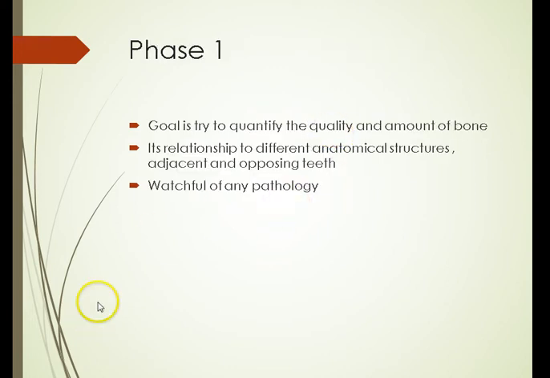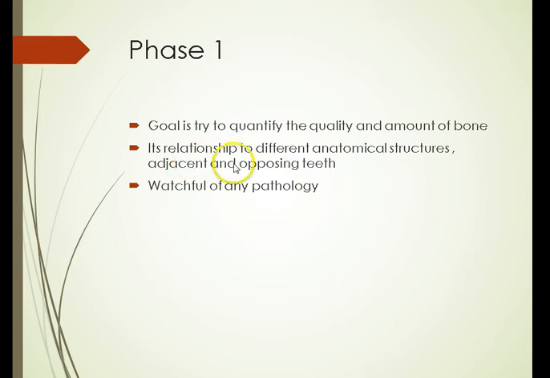So when we look at phase 1, the primary goal is to try to quantify the quality and the amount of bone. Because when you're putting an implant into the bone, the 2 things that are key here are the quality, which we're going to talk about later when we discuss bone physiology and anatomy, and the amount of bone, which is pretty obvious because the implant has a certain length and width, and you want to make sure you have enough bony structure surrounding it to be able to put the implant.